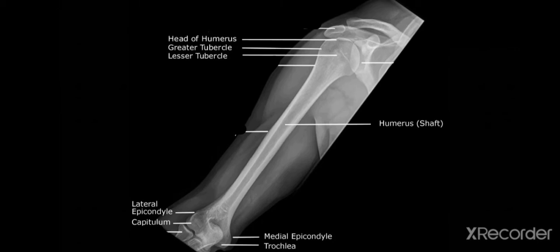The humerus ossifies with the help of 8 centers, one primary center for the shaft, and 7 secondary centers, 3 for the upper end and 4 for the lower end: 1 for the head of the humerus, 1 for the greater tubercle, 1 for the lesser tubercle, and at the lower end 1 for the lateral epicondyle, 1 for the capitulum, 1 for the medial epicondyle and 1 for the trochlea.